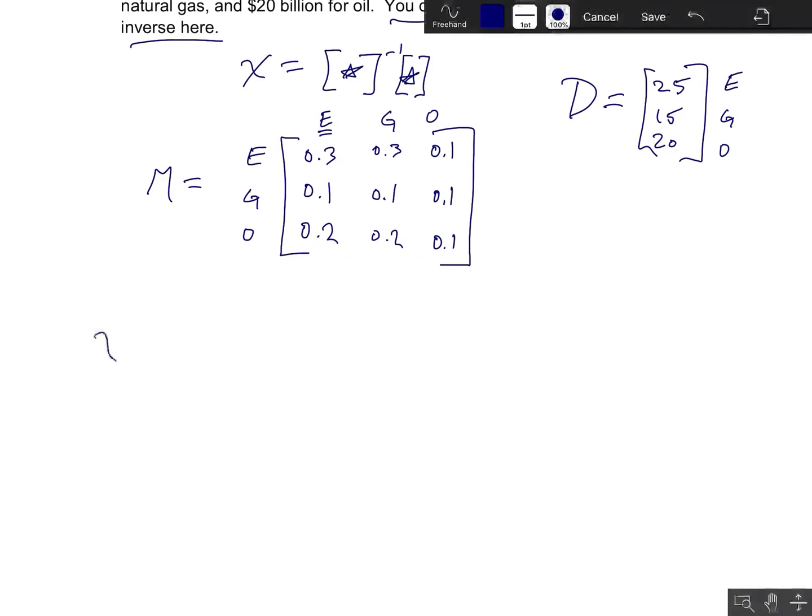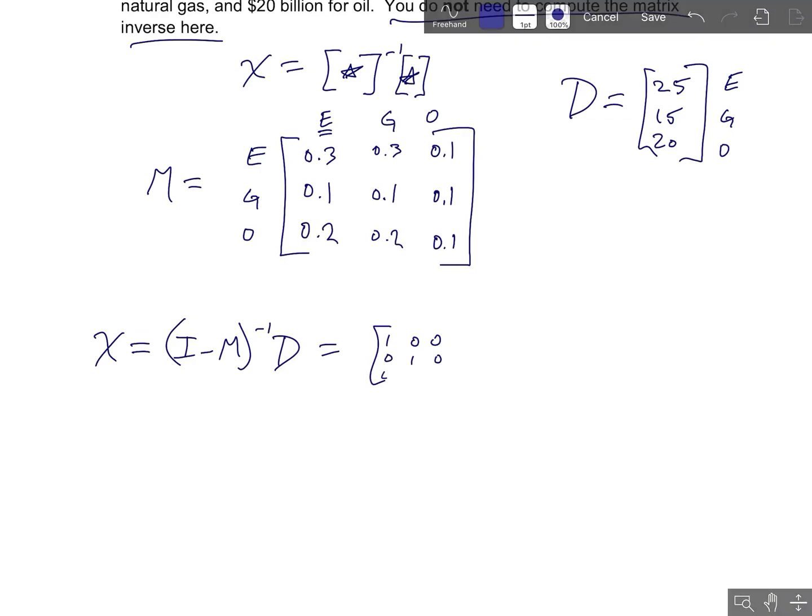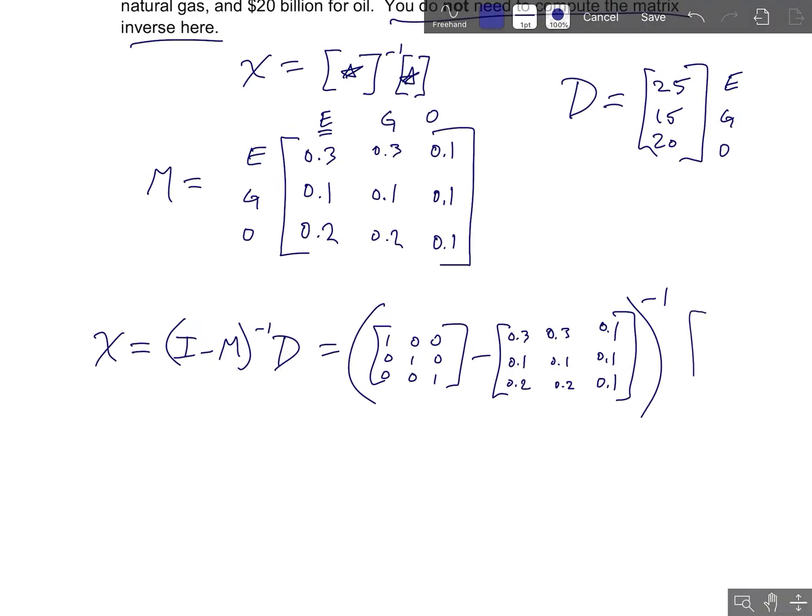Okay, so that gives us our technology matrix and our demand matrix. And now we have enough information to find the production matrix X. Remember, that's (I minus M) inverse times D. So that would be the 3x3 identity matrix minus the matrix M, and this is the matrix that we would compute the inverse of, but we're told in the prompt that we don't have to worry about it, thankfully. And now we have the matrix D, which is 25, 15, 20.